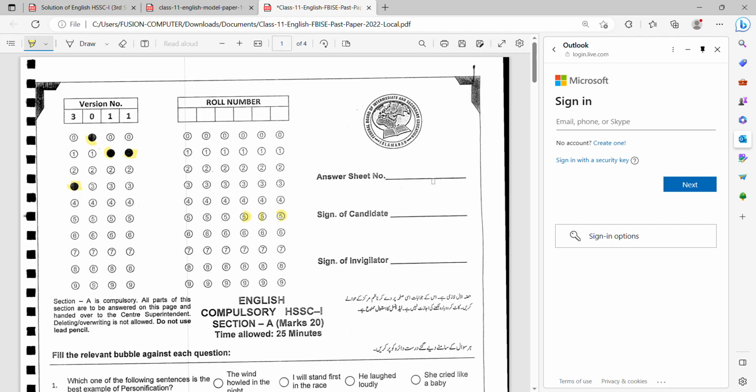On the right side, the answer sheet number that the examiner has given to you, you should write the number here. And then the sign of the candidate, which means your signature is necessary. The third portion is the sign of the invigilator. Okay, next, moving to the question paper.